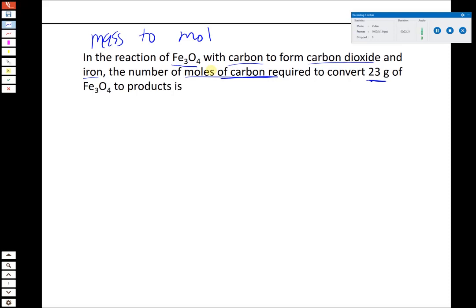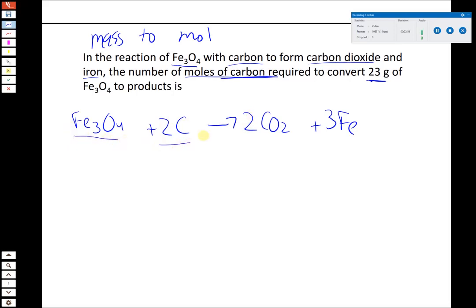So it's a couple steps here. First, we're going to write a balanced equation. So we have Fe3O4 with carbon, which is just C, to form carbon dioxide, CO2, and iron, which is just Fe. So we need some coefficients. We have 3 irons, so we're going to have to put a 3 there. We have 4 oxygens, so we need a 2 in front of CO2. We have 2 carbons, so we put a 2 there. So it's 1 mole of Fe3O4, 2 moles of carbon, forming 2 moles of carbon dioxide, 3 moles of iron. What really matters in this problem is the coefficients in front of our reactants, because that's what we're dealing with.